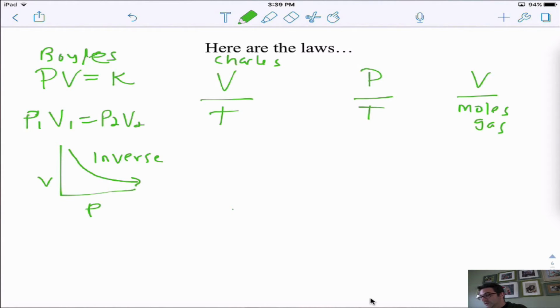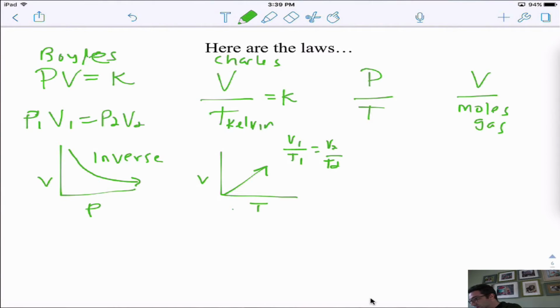And in Charles's law, the temperature has to be in Kelvin, it's the absolute temperature scale. And when I look at volume versus temperature, I have the relationship like this, which is direct. In the same way that I had pressure times volume equals a constant, volume over temperature equals a constant, or we could do V1 over T1 equals V2 over T2.